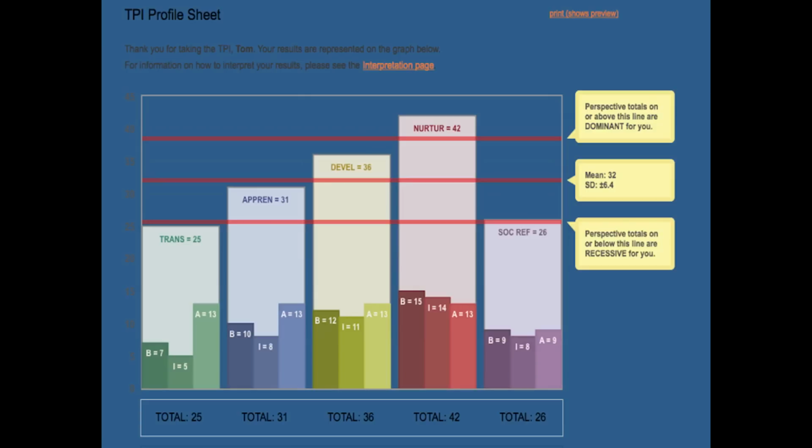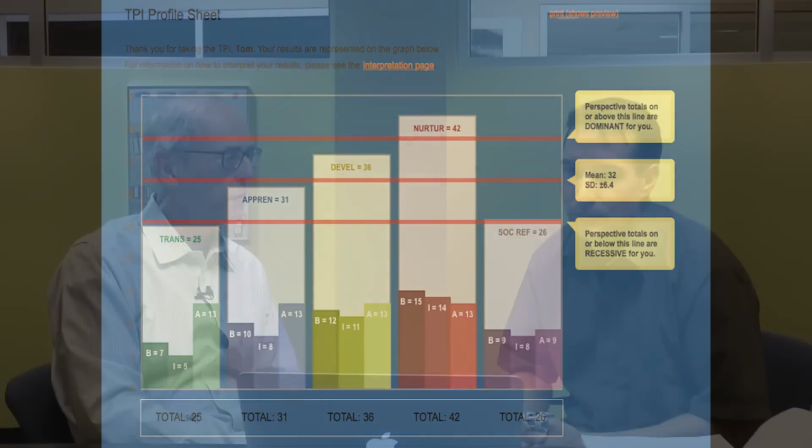Any column that just barely touches or drops below the bottom line suggests this is more recessive than present for you. It's something you don't do or don't want to do, one or the other. And in between, you have 2 in between. You have apprenticeship and developmental. Those are your backup perspectives.